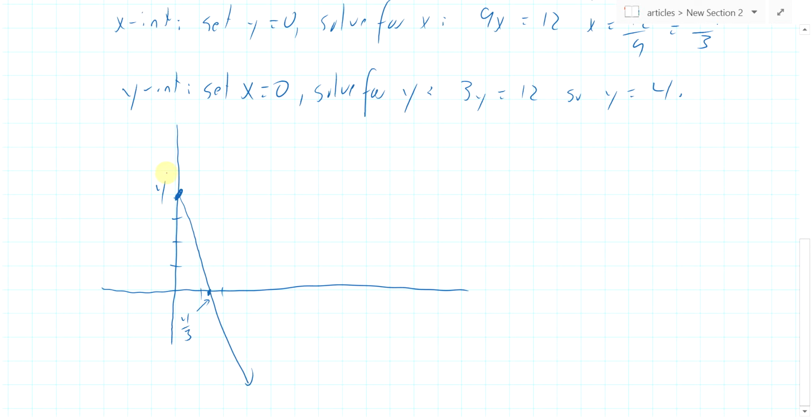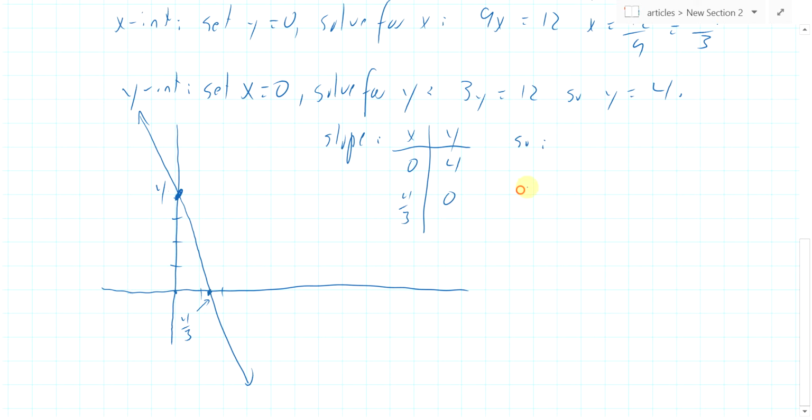So the x-intercept and the y-intercept are both points on a line, and that's very useful, because if I have 2 points on a line, it means I can find the slope. Well, what are the 2 points on the line? Here's x, here's y. The y-intercept has x coordinate 0 and y coordinate 4. The x-intercept has y coordinate 0 because it's on the x-axis, and x coordinate 4 over 3.